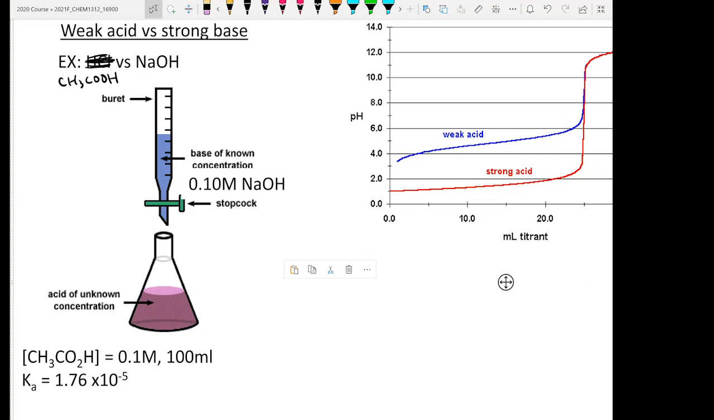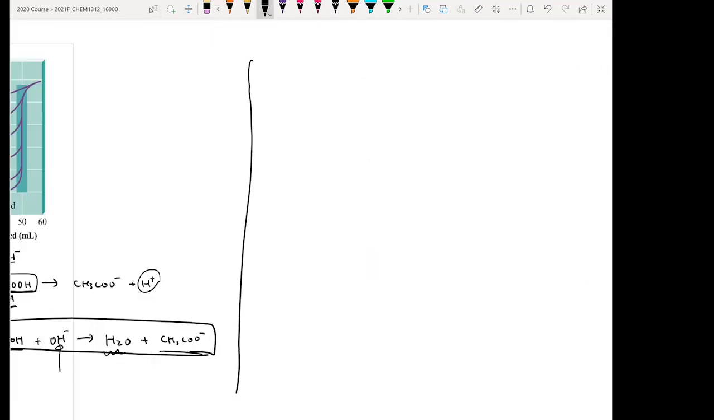Okay, let's look at this one. Step number one, we want to know what's our titrant and what's our analyte. In this case, our titrant is sodium hydroxide, 0.1 M. Our analyte is CH3COOH. It's also 0.1 M, but you have 100 mL of this. And it has a Ka of 1.76 times 10 to the negative 5.